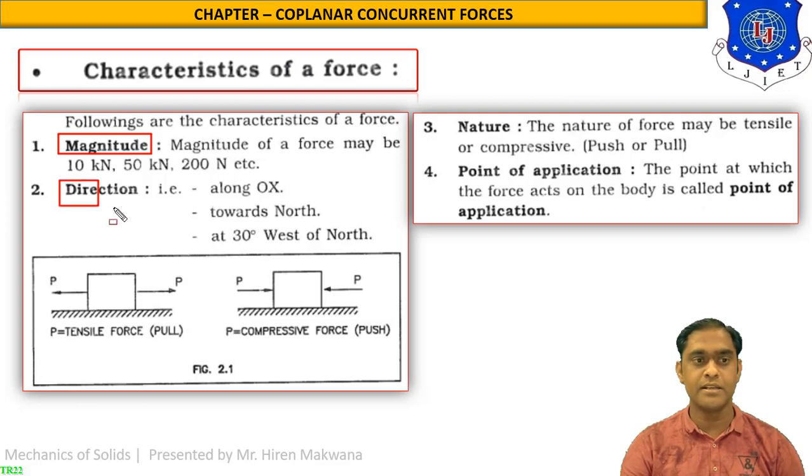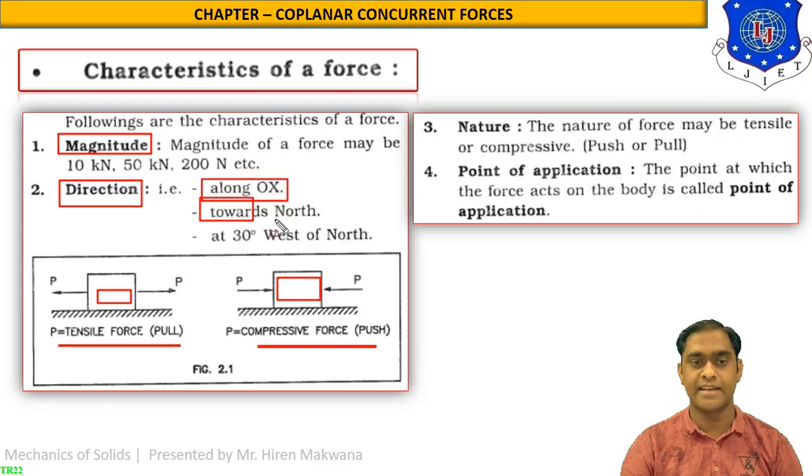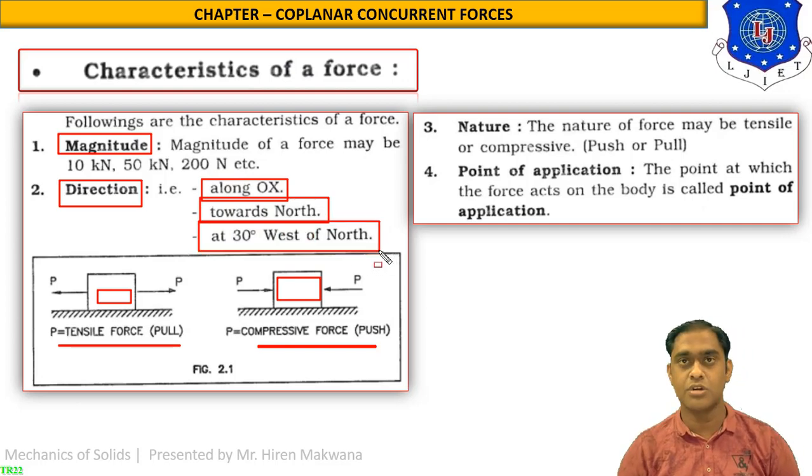The second characteristic is direction. You can see in the figure that the first figure is for tensile force, where the block is pulled from both sides by applying the force P. In the second figure, the block is pushed with the help of two forces P from both sides. This type of force is known as compressive force, or push force. The direction may be along the OX axis, towards north, or at 30° west of north. So these are the directions of the forces.